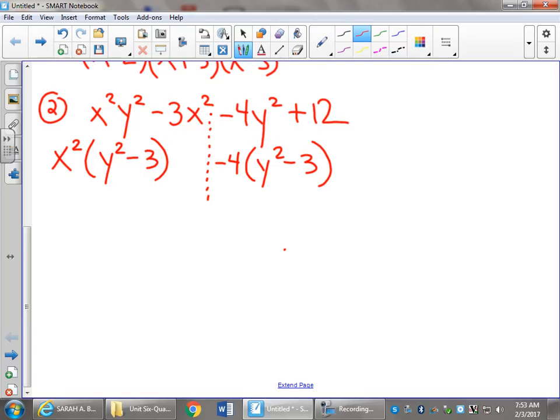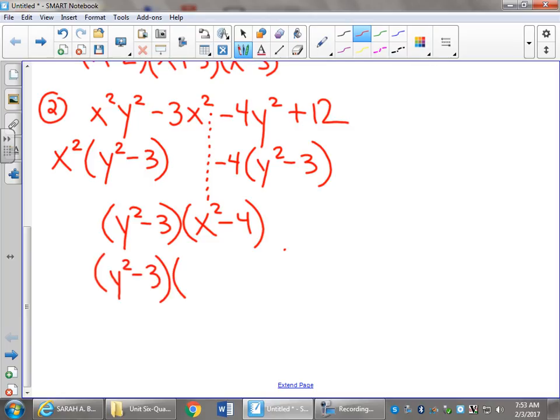Both terms have a factor of y squared minus 3. And if we remove that factor from both terms, we will be left with x squared minus 4. Double check those 2 factors right there. One of them can go further, and it will be the x squared minus 4, because 4 is a perfect square, 3 is not, so the y squared minus 3 is going to stay as is. And then the x squared minus 4 will become x plus 2 and x minus 2.